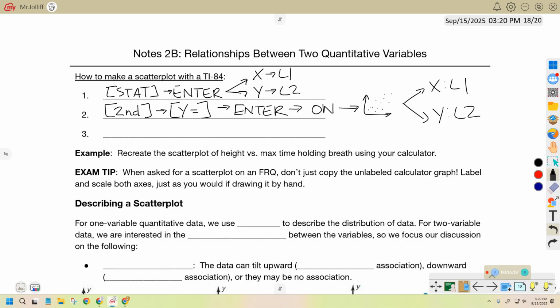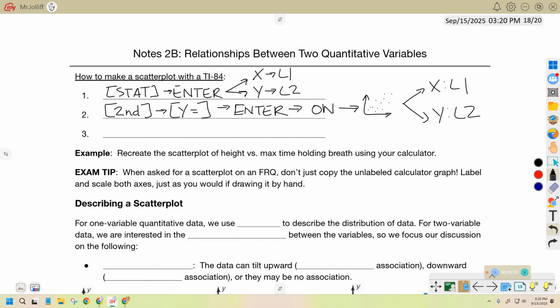After you have done that, there are some aesthetic choices. What do you want the calculator to use as dots? What color do you want those dots to be? As your stats teacher, I do not care about those aesthetic choices. Do whatever makes you happy.